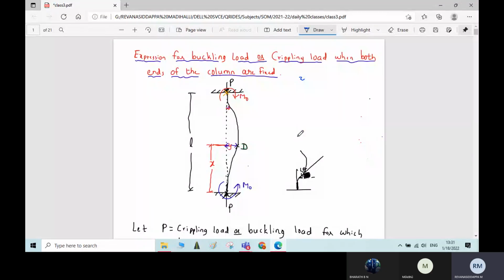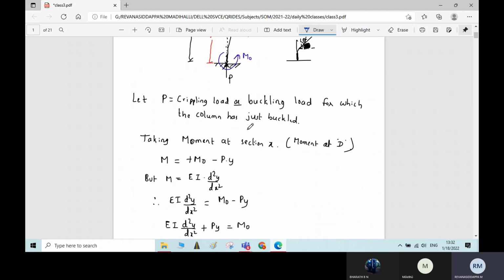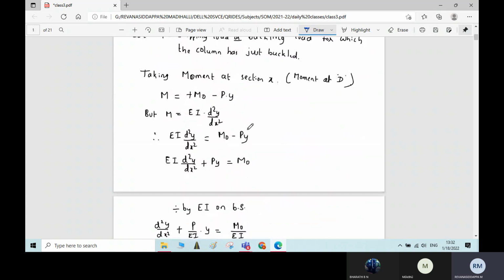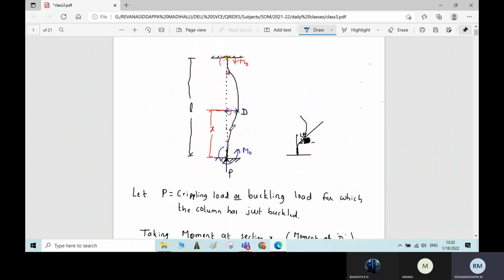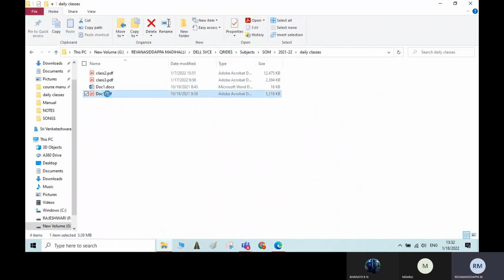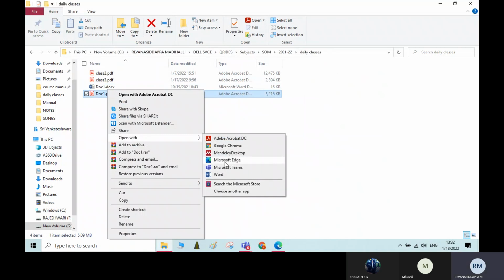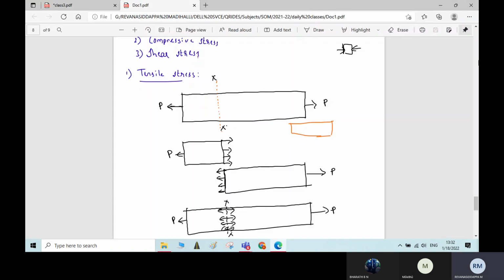In the previous class we derived the expression for the buckling load or crippling load of the column when both ends of the column are fixed, correct? We are left with one more derivation, the last derivation, with the end condition where one end of the column is fixed and the other end is hinged. So till now we have completed three different derivations with different end conditions.